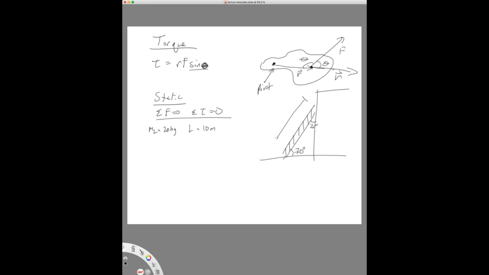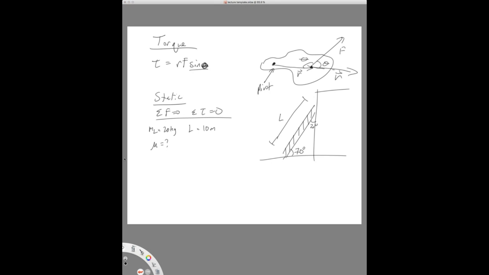So we have a length of 10 meters. And what I'd like to find is the coefficient of friction that's necessary, the minimum coefficient of friction that's necessary for this ladder not to slide. Because if there's not enough friction on the base, the ladder's going to slide out.